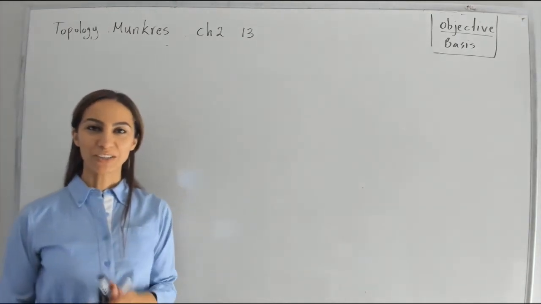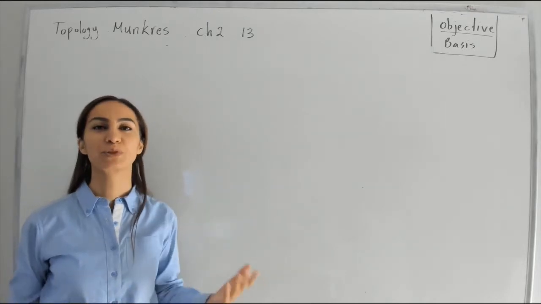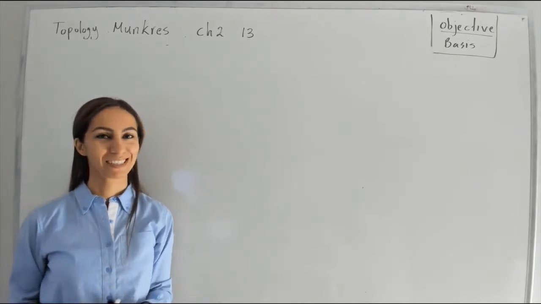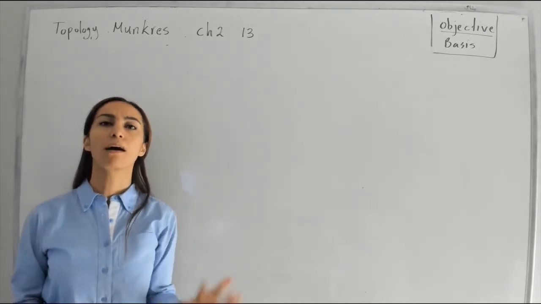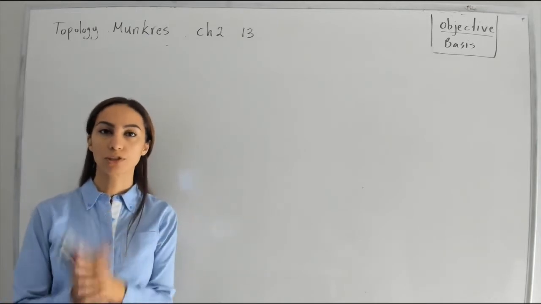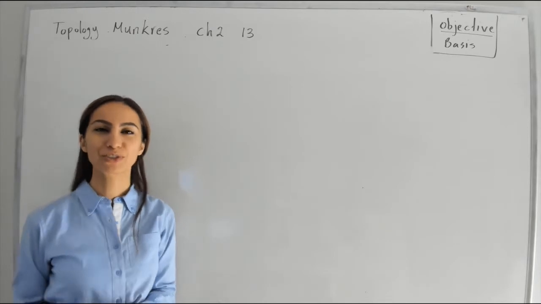Well, so far we talked about topological spaces and we went over some examples. Today, we're going to talk about the basis for a topological space. A basis is a collection of subsets of X that help us to describe the topological space. Let us go over the definition together.